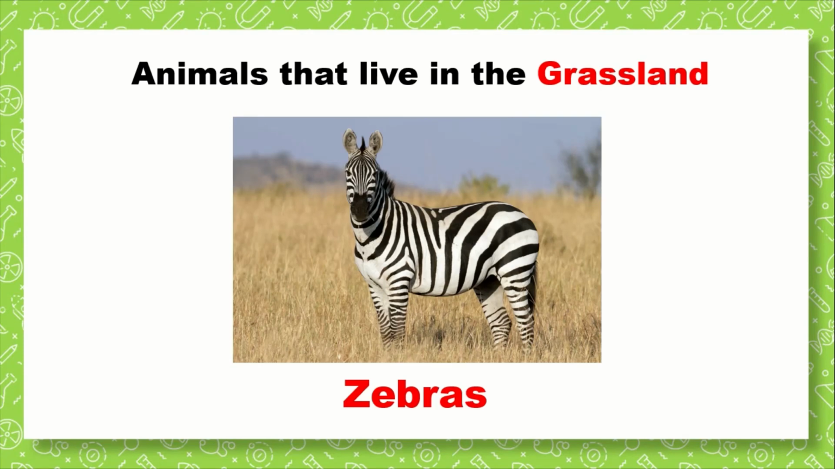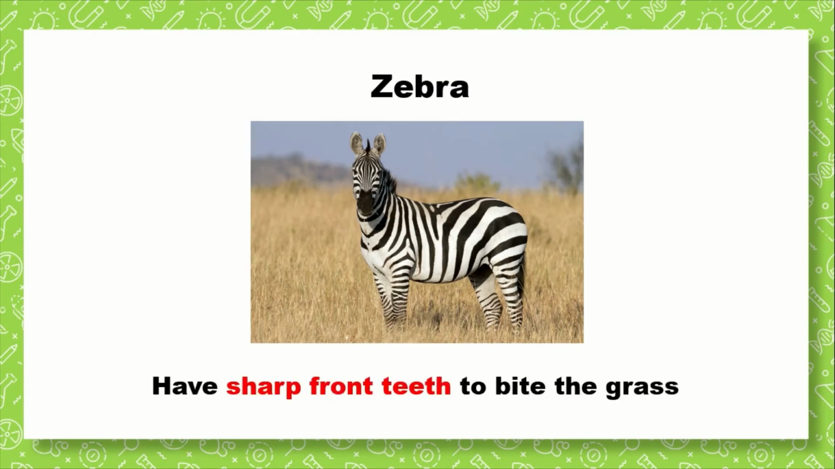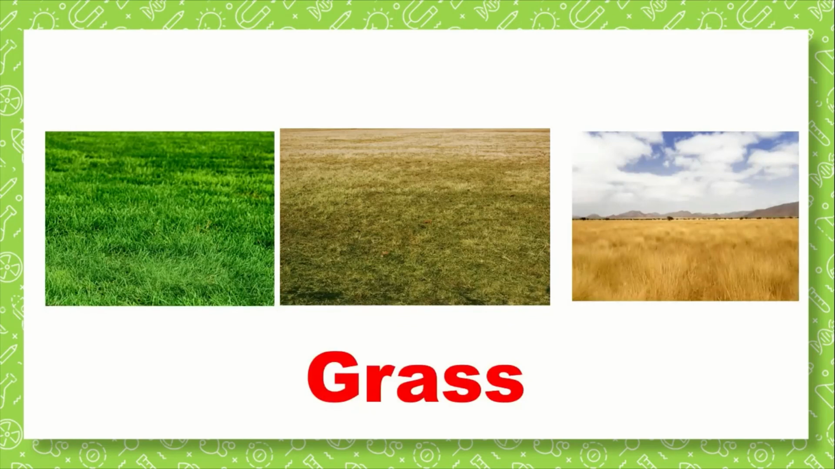Zebras have very sharp front teeth to bite the grass off. These are the different types of grass. There is green grass, not very green grass, and then yellow grass. The yellow grass is most likely in Africa, where the lions and tigers and elephants live. The very green grass is where the cows and sheep like to live.